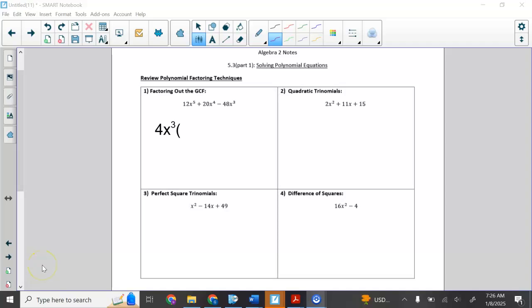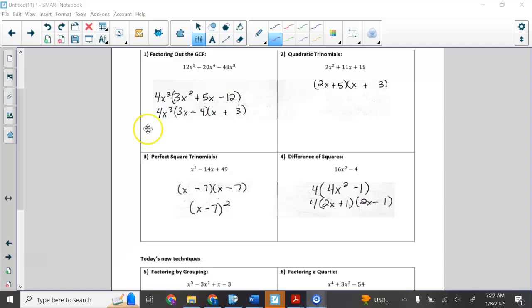Algebra 2 Notes 5.3 Part 1, Solving Polynomial Equations. All right, why don't you guys go ahead and work on the first 4 problems, just reviewing some polynomial factoring techniques that we've learned earlier in the year. So go ahead and pause the video and then try the first 4 problems.